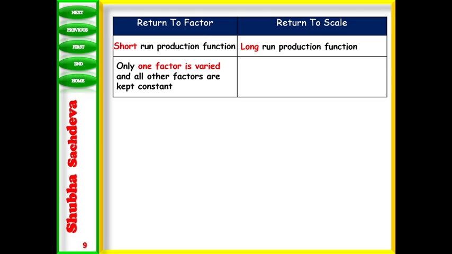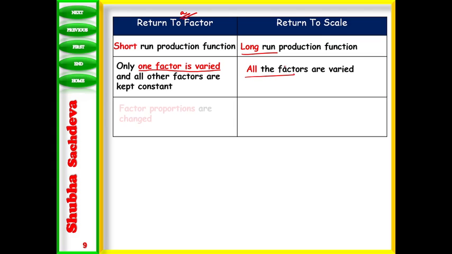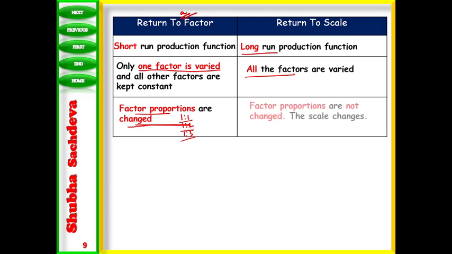When we talk about returns to a factor, that means एक फैक्टर हमारा चेंज हो रहा है, उस पर जो हमें आउटपुट मिल रहा है. Only one factor is varied, that means variable, सिर्फ एक फैक्टर वेरिएबल and all other factors are kept constant. But when we talk about the long run production function, in the long run all the factors are variable, no factor is fixed, क्योंकि long run में तो सब कुछ ही बदल सकता है, right? In returns to a factor, factor proportions are changed. Factor proportion means if on one land, one labor is working. Again, land is same, 2 labor are working. Land is same, 3 labor are working. That means this proportion is variable, right?